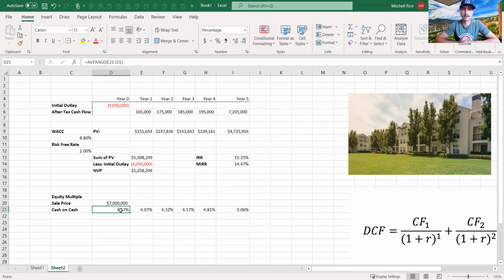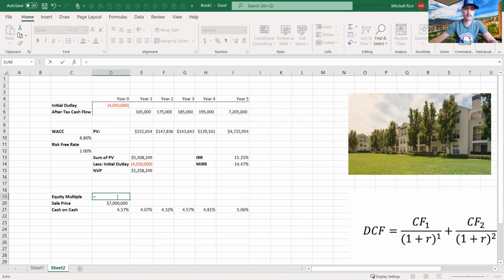And instead of just looking at 1 year, you're looking at your multiple of all your cash distributions. So you're looking at the whole life of the hold. So all you'll do is, I believe, the sum of all these cash flows divided by the equity that you put in. Once again, notice that I made it negative.